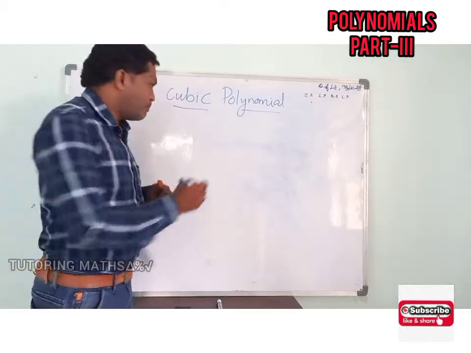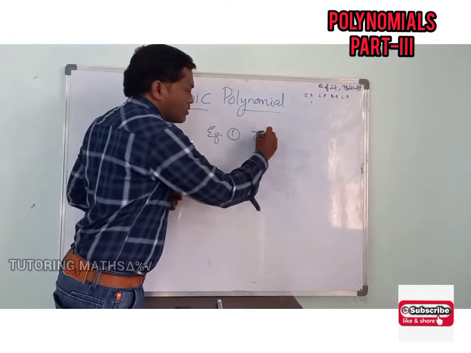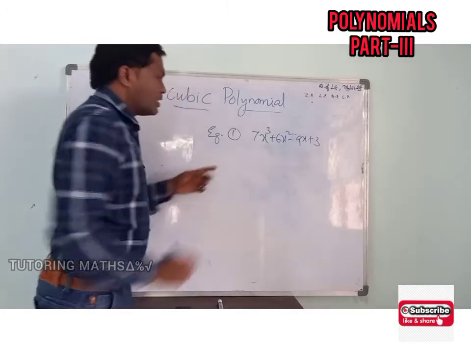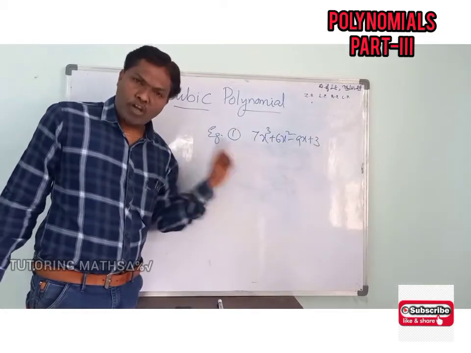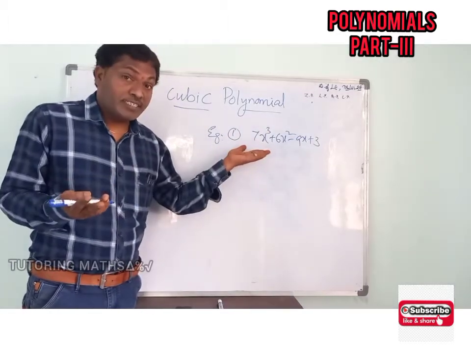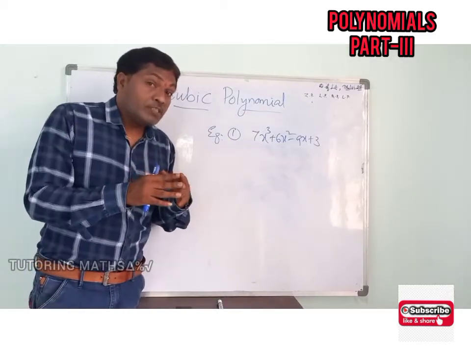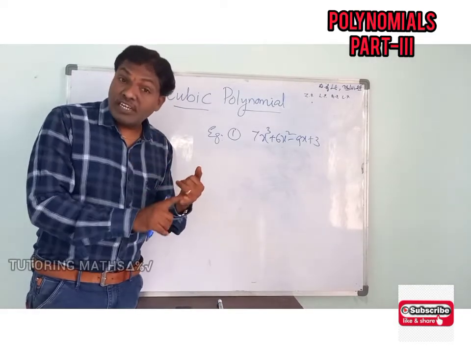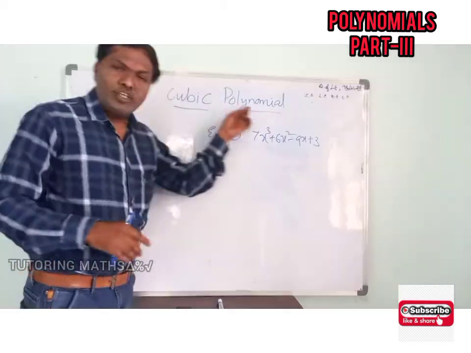Let us discuss one example. 7x cube plus 6x square minus 9x plus 3. Now it is a polynomial. You can say this is also a multinomial, because more than 3 terms is a multinomial, and it is also called a polynomial. There is a difference between polynomial and multinomial, a very, very important concept, that we'll discuss later. And let us see what a cubic polynomial is.